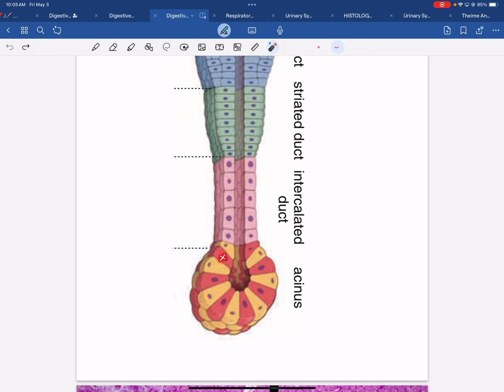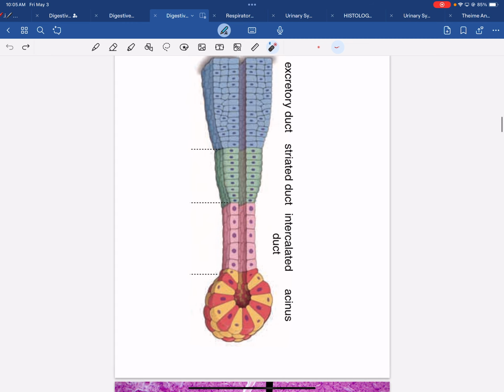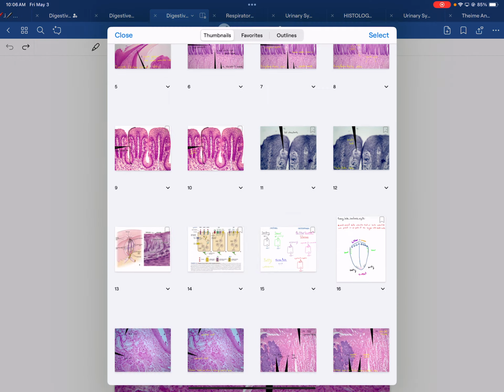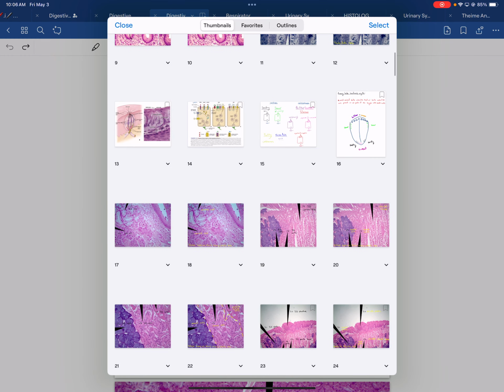So either all of these cells are serous cells or they're all mucus cells. If these are all serous cells, then this would be a serous secretory unit or a serous acinus. If they're all mucus cells, then it would be a mucus secretory unit or a mucus acinus. So this is the structure of all of the salivary glands, intrinsic or extrinsic.